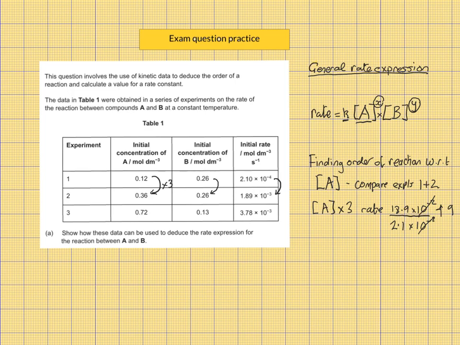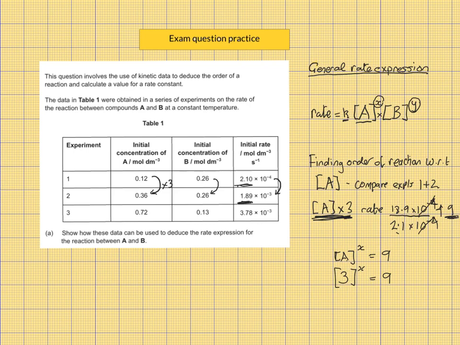What we can see is that if we increase the concentration of A 3 times, let's look at how we calculate how the rate has increased. Here the rate is 1.89 times 10 to the minus 3. I've changed that to 18.9 times 10 to the minus 2, divided by the rate here, which is 2.1 times 10 to the minus 4. The 10 to the minus 4's cancel. 18.9 divided by 2.1 is 9. As the concentration of A is tripled, the rate goes up 9-fold.